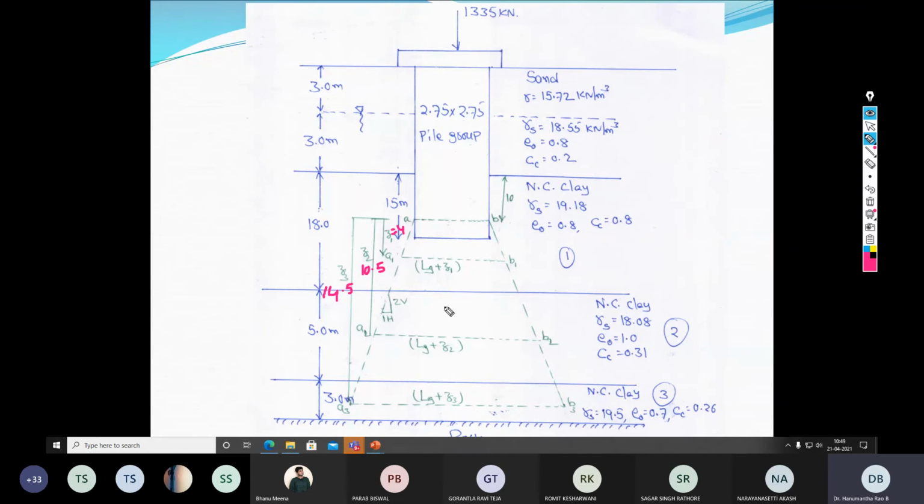Okay. So now everything is clear. So the next step is calculate sigma 1. What is sigma 1? At middle of the clay layer number 1. Sigma dash 1 and sigma dash 2 and sigma dash 3.